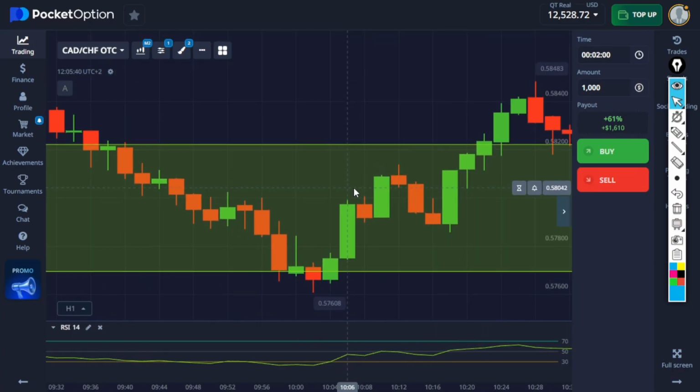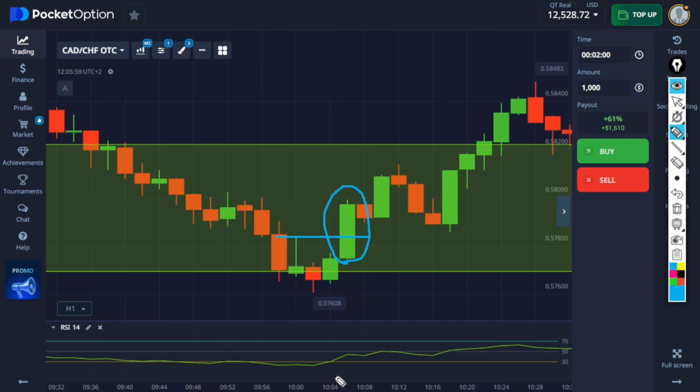So the second confirmation we're looking for is a break of structure, okay? If we take a closer look here, right over here, we got a break of structure with this candle here, okay? We got a break of structure and a candle closure on this candle here. So that's confirmation number 2.